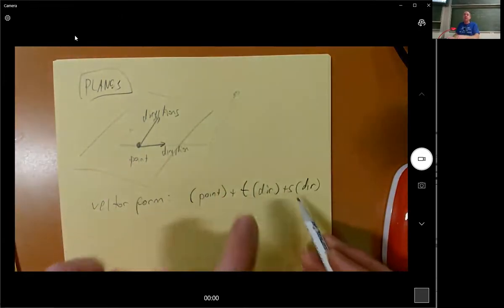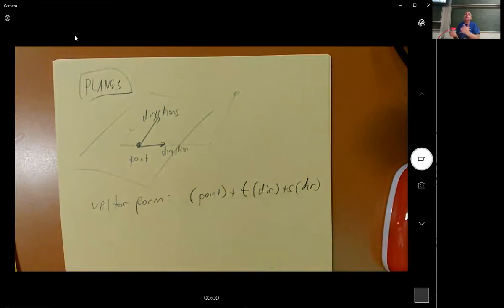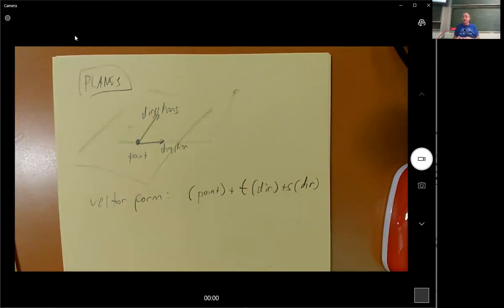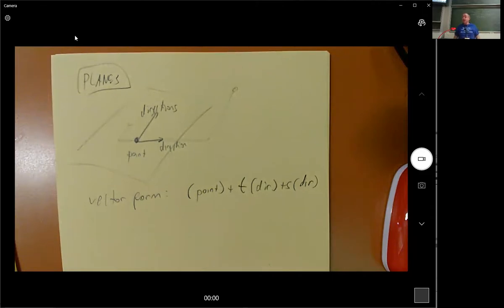And so this s and t, you need 2 different letters because they're allowed to be different numbers. Yeah, that's the vector form of a plane. It tells you base point, 2 different directions, and you go one direction and then the other direction. That's like a coordinate system, like you would read a map. So that's the vector form of a plane, which is lovely.